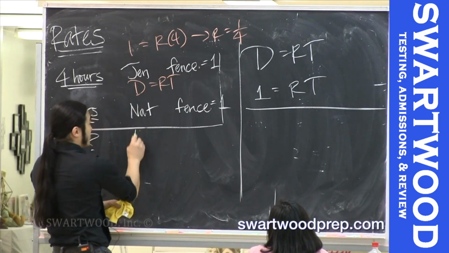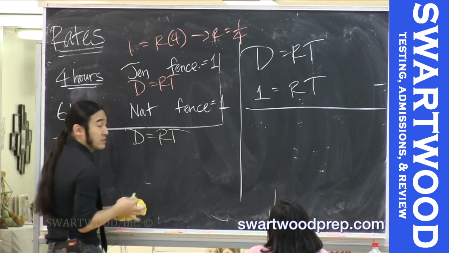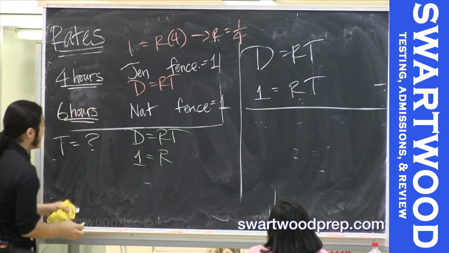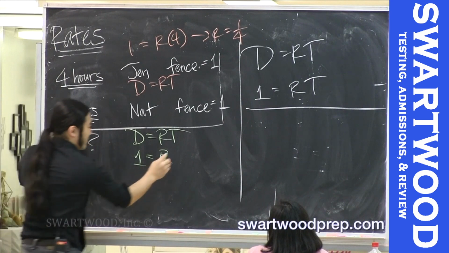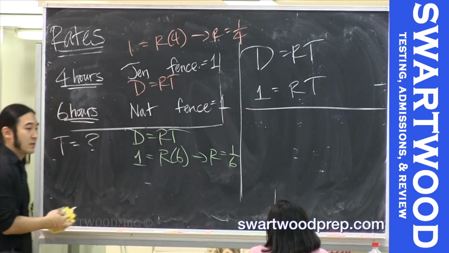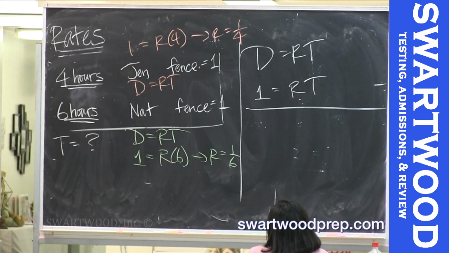And if we do it underneath, do it again. Distance is rate times time. Nathaniel's going to build one fence. I don't know his rate, but it takes him how long? 6 hours. So you can be guaranteed his rate is 1/6. 1/6 of a fence every hour takes him 6 hours to build the whole thing, right?